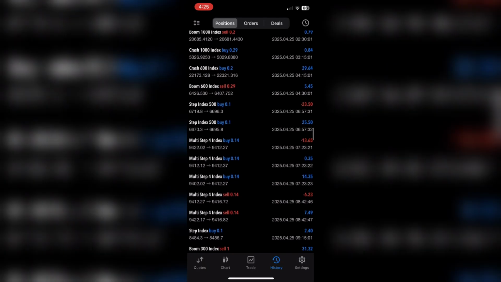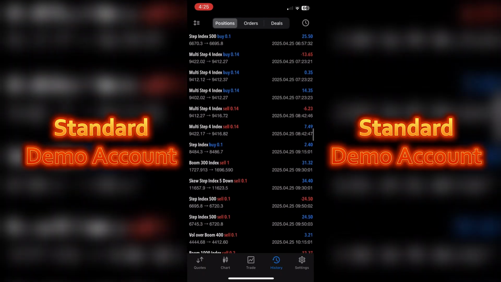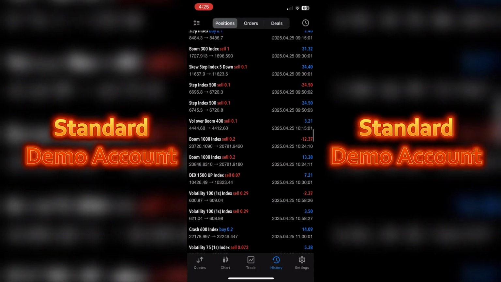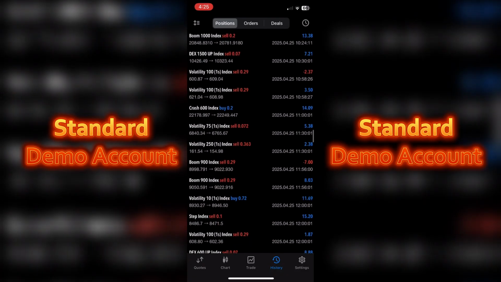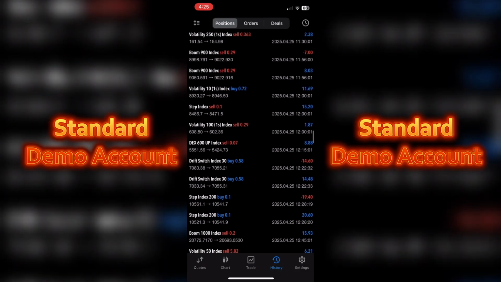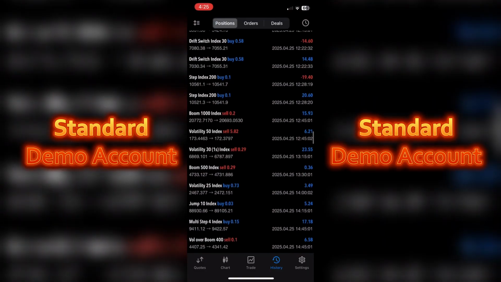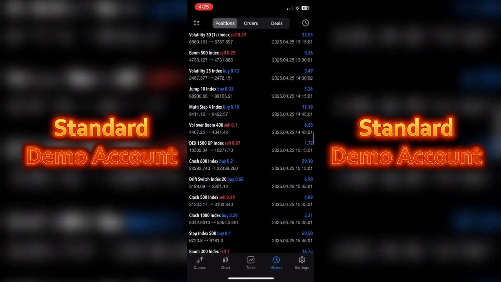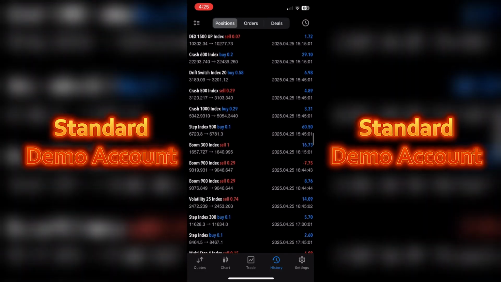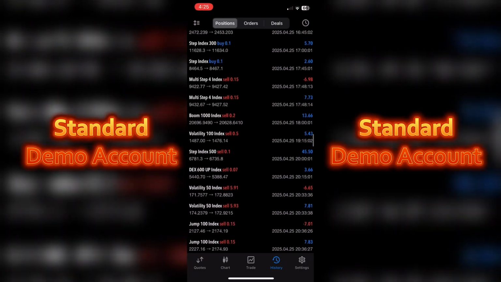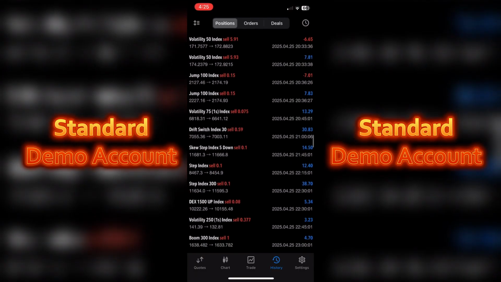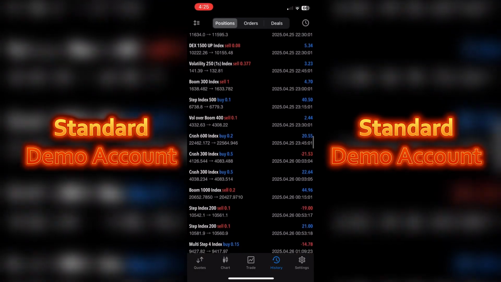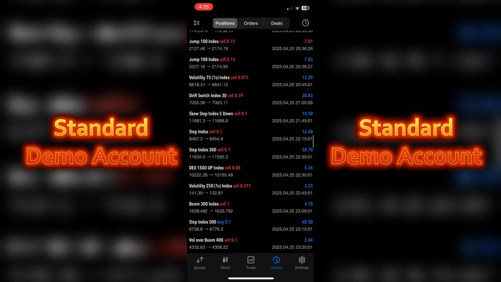So anyways, I was testing the software to see how it performed in different trading conditions, and to my surprise, it did well regardless of the account. But of course, the standard account is the one with the best results.